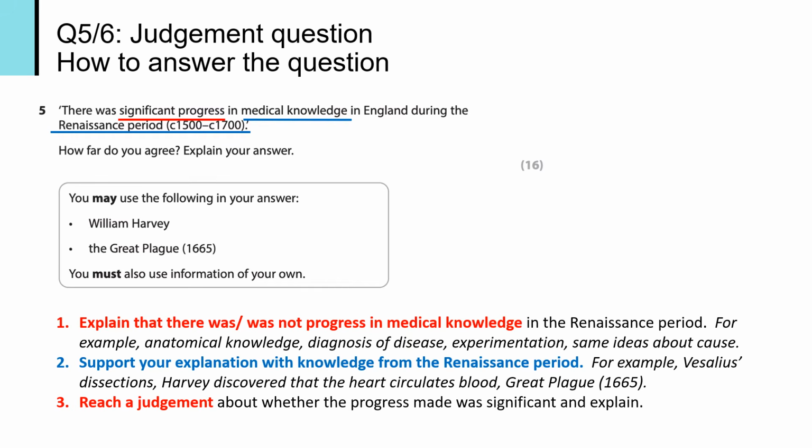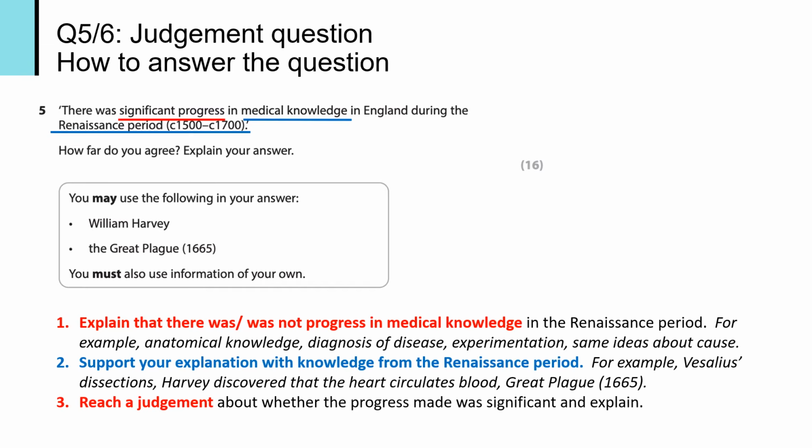For this question, we need to explain that there was and/or was not progress in medical knowledge in the Renaissance period. For example, you could focus on the developments of anatomical knowledge. You could focus on the developments in the diagnosis of disease. You could focus on the increase in experimentation. But you could also consider that throughout this period, there was no advance in the ideas about the cause of disease and illness.